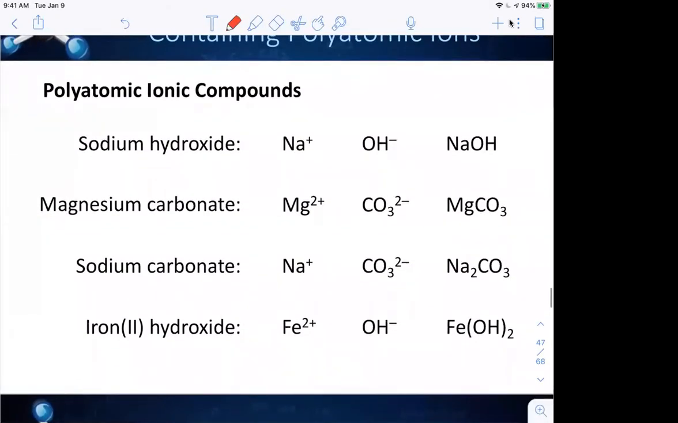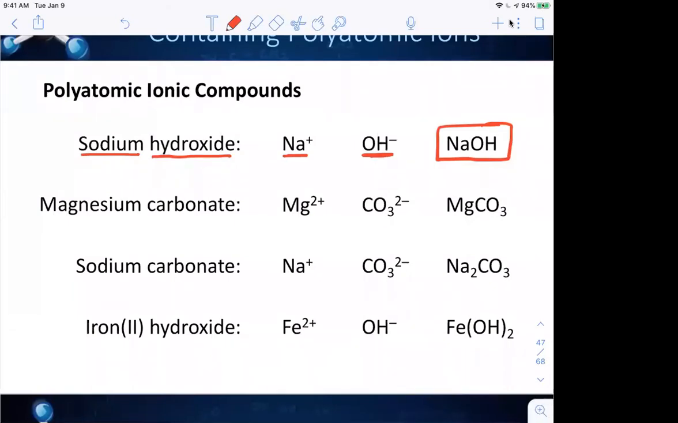So this is how I'm going to put them together. If I'm combining Na plus and OH minus, 1-to-1 ratio, I have one positive, one negative charge. My formula is NaOH. I name the metal, which is sodium. I name the anion, which is hydroxide.